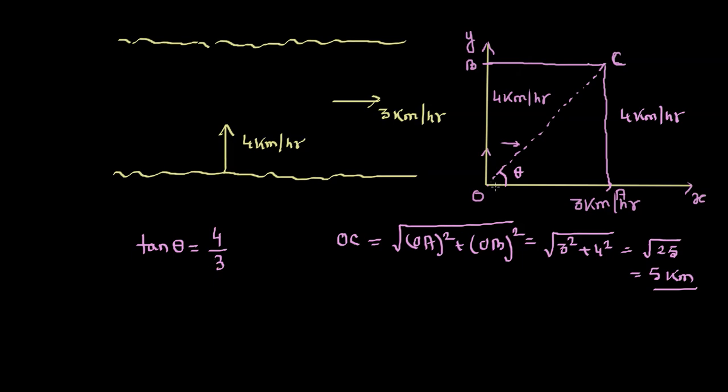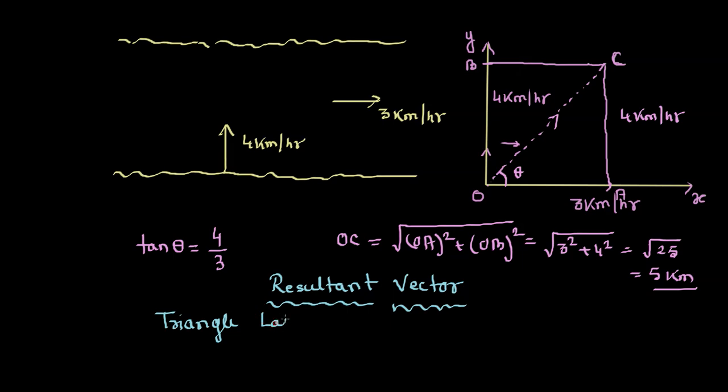So if the first portion, OA on the x-axis, is the first vector, and OB on the y-axis is the second vector, then OC is also a vector. This vector OC is called the resultant vector. You need to understand it in a very proper way. I hope up to this it is very clear. And the theory that we have applied over here is called the triangle law of vector addition. I hope it is clear to everyone.